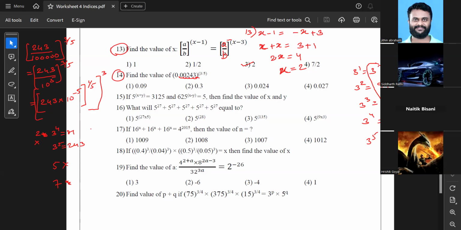Whereas in powers of 7, 7 raised to 1 gives 7, 7 raised to 2 gives 49, where it's 9. 7 raised to 3, 9 multiplied by 7 is 63, so 3 comes. 7 raised to 4, 3 multiplied by 7 is 21, so 1 comes. 7 raised to 5, again 7 comes. So 7, 9, 3, 1.